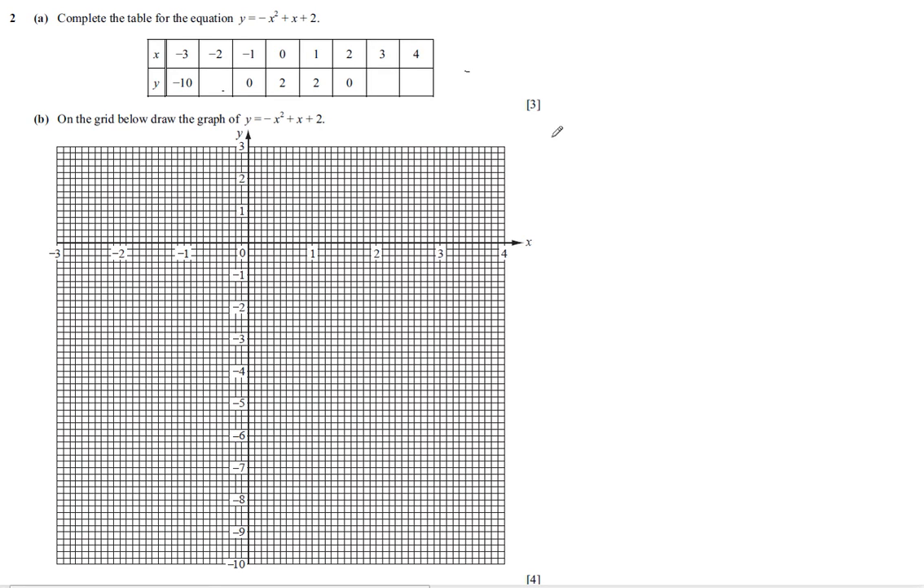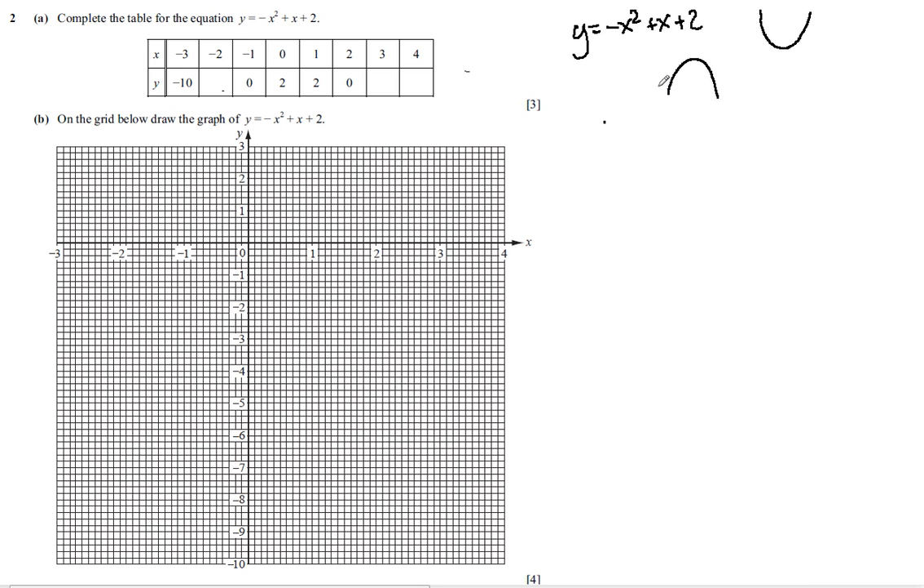Okay guys, so parabola for question number 2, y is equal to negative x squared plus x plus 2. So we know it's a parabola or a quadratic graph when you can see the x squared in the equation, and it is the highest exponent, which it is in this equation. And we know that a parabola should either be like a happy face or an unhappy face.